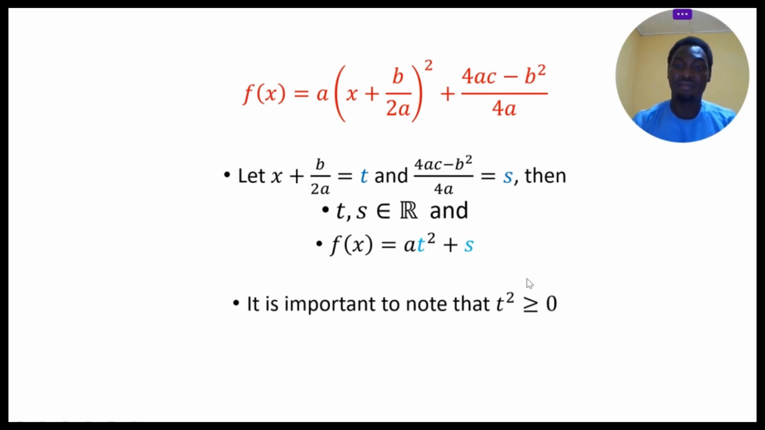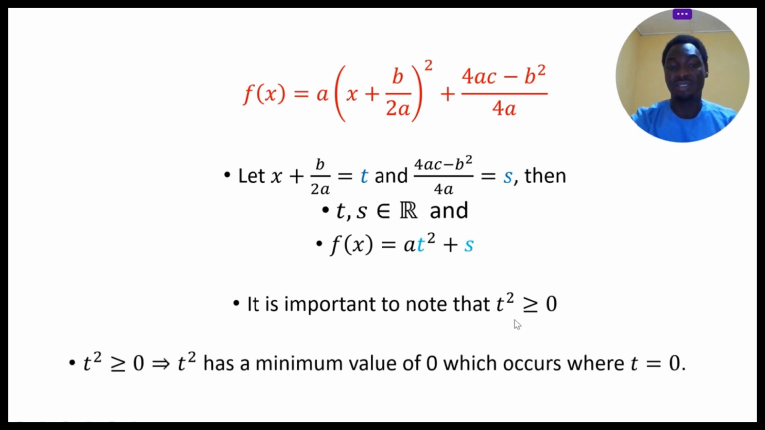It's also important for us to note that the function t squared is a non-negative function. That is, there is no real number that we can square and get a negative result. The least we can get is 0. And so this function t squared has a minimum value of 0, which occurs where t equals 0. We get that by setting t squared to 0 and solving for t.